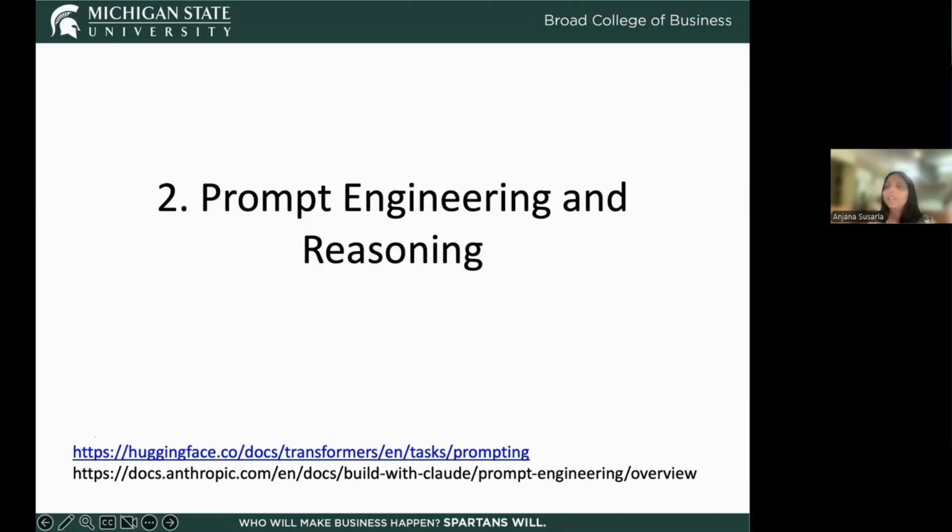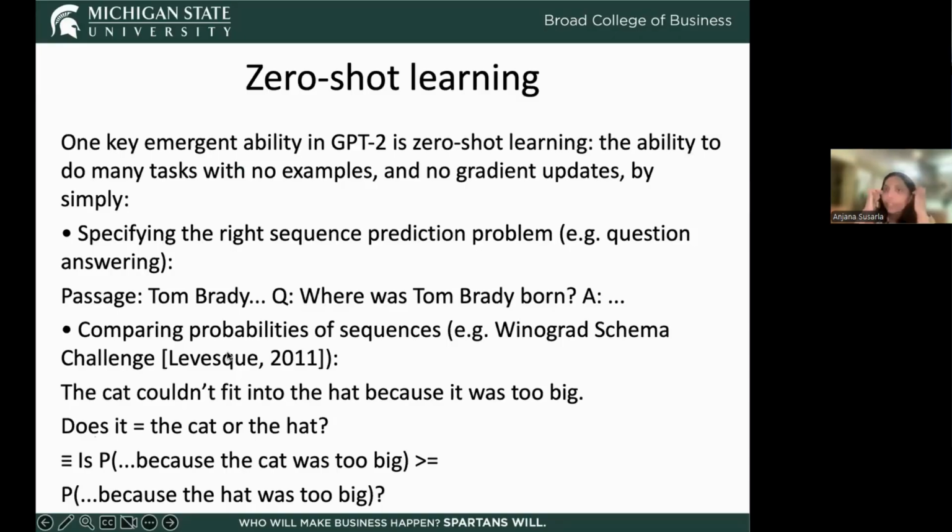But it's still very useful to think of best practices. And I think both Hugging Face and Anthropic have excellent resources that I would suggest will be helpful for you guys, right? So the insight is based on something called zero-shot learning, which is basically, the way these models have been trained, you can do a lot of tasks without additional training. I will give an example.